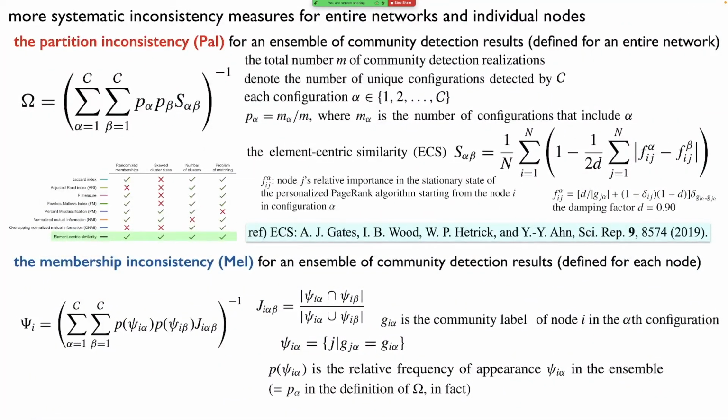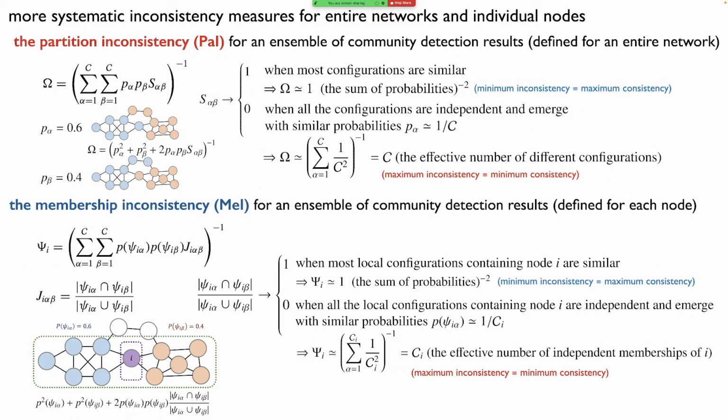Taekyung came up with the global measure of inconsistency called partition inconsistency, or PI, based on the cutting-edge similarity measure for different network partitions, and a more sophisticated local measure of inconsistency called the membership inconsistency, MEI. Sorry for coming up with lots of abbreviations. Both of which have this nice scaling property, namely the effective number of different configurations at the global level and the independent memberships at the local level. For details, please check our recently published paper.